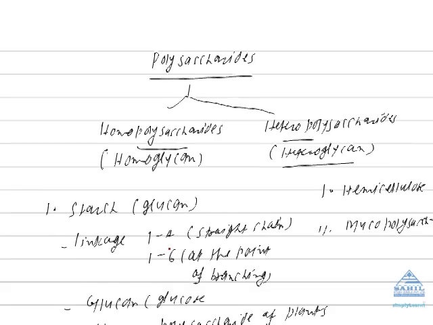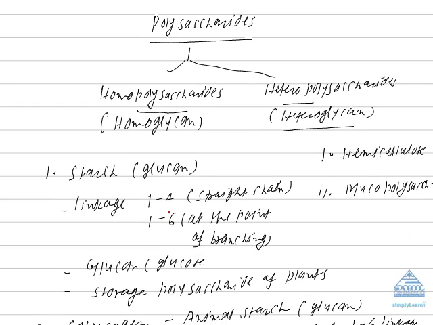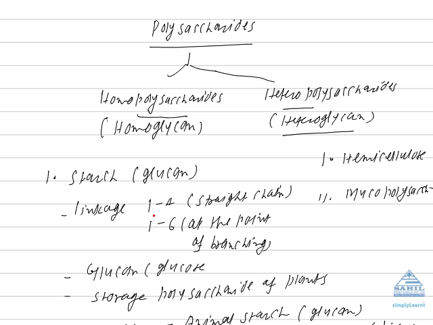It consists of many molecules of glucose, which are held together by 1,4 as well as 1,6 glycosidic linkage. In a straight chain part, linkage is 1,4. At the point of branching, linkage is 1,6. Again, in a straight chain part, linkage is 1,4. So 1,6 linkage is only present at the point of branching. Otherwise, linkage is 1,4. Starch is storage polysaccharide of plants.